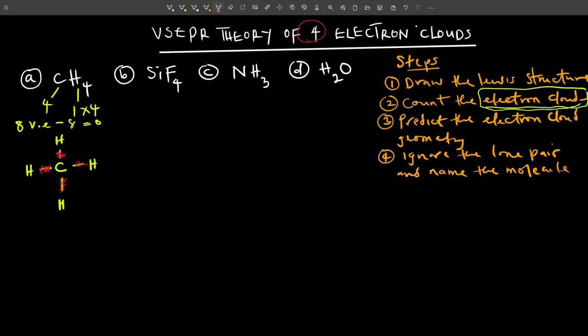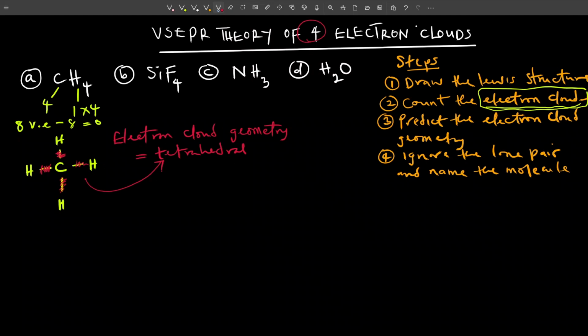4 electron clouds. So the next step says predict electron cloud geometry. Now note that for 4 electron clouds, the electron cloud geometry is tetrahedral. Okay, the next step is to ignore the lone pair and name the molecule. So ignore the lone pair on the central atom, because central atom carbon does not have any lone pair. So that means the shape of this molecule is the shape of the electron cloud, which is also what? Tetrahedral. So therefore, CH4 is tetrahedral.